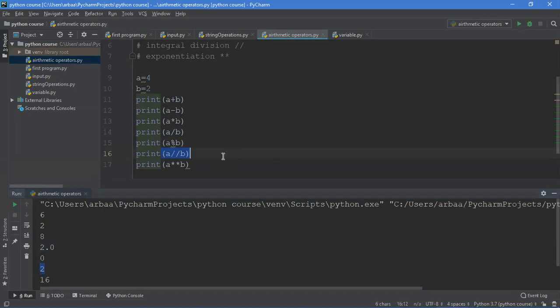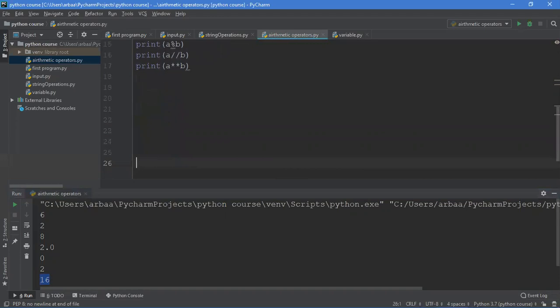And then we have A raised to the power of B. This means we're going to say 4 raised to the power of 2. So it looks like 4 cross 4, and that will result in 16. Okay, so this is what we call the arithmetic operators in Python. Now, this is how you use all of these.